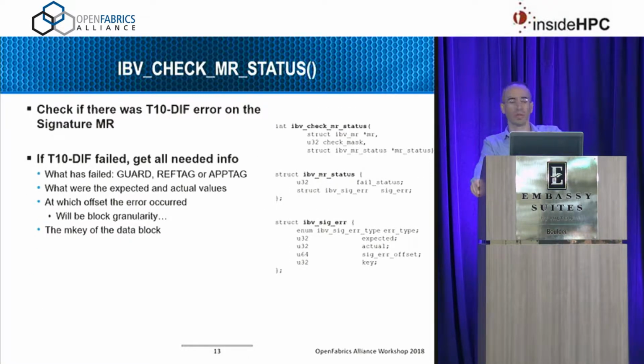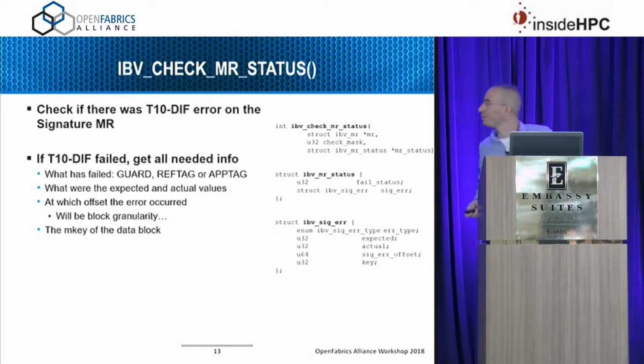Now, continuing with error handling, or with the flow where we check if the signature passed or not. As I said, it's a lightweight operation. Whenever a transaction completes, we need to verify if there was or wasn't a signature check, in case we would like to perform one, and only then can we conclude the transaction successfully or not. So we've added the IBV check MR status, so we can check the MR for signature errors.